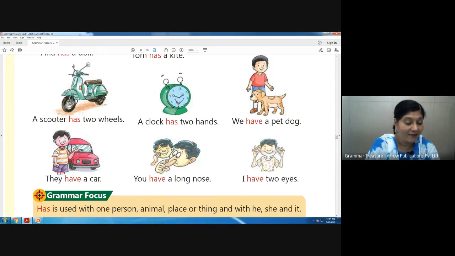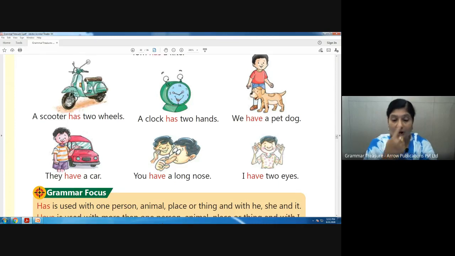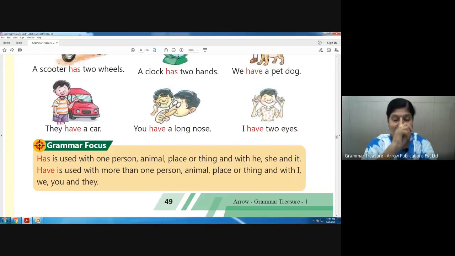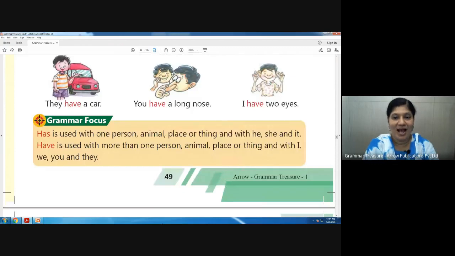So here they have a car. You have a long nose. Look at this boy's nose. It's a long nose. You have a long nose. And I have two eyes. Right? So in some sentences, we use have. In some sentences, we use has. And you must understand where we use have and where we use has.